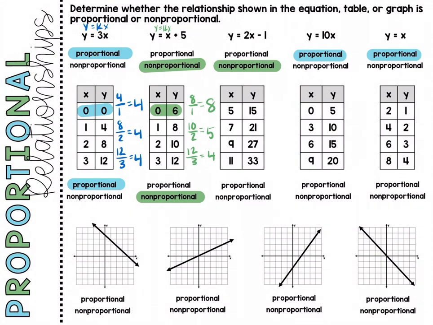Okay, so you can check for when it's 0, that's one of your indicators, or you can check for other things. You can check the y over x's, because sometimes they won't give you the 0, 0, and you have to check. Okay, so the second one, let's do this. So 15 over 5 is 3. 21 over 7 is 3. 27 over 9 is 3. And 33 over 11 is 3. So all of those equal the same thing. So this one is proportional.